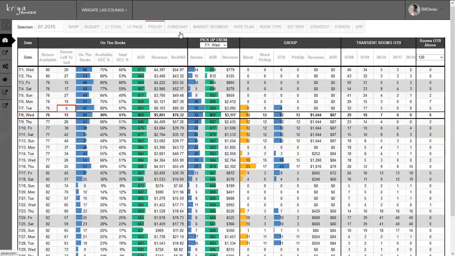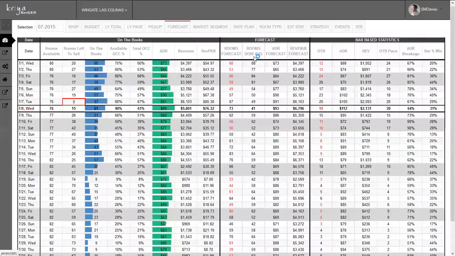The last thing I'm going to show you is the ADR breakage, which is just the ADR divided by the rate of the day. You can see these numbers are pretty low, in the 50s, 60s. This hotel, and most hotels, should probably be closer to the high 70s, or if not into the 80s.